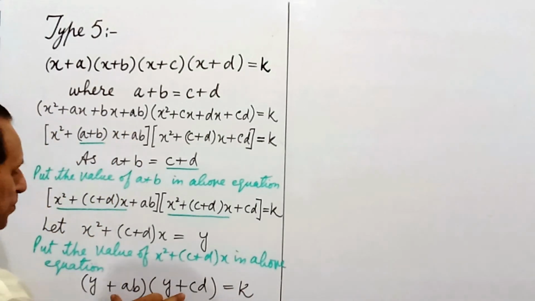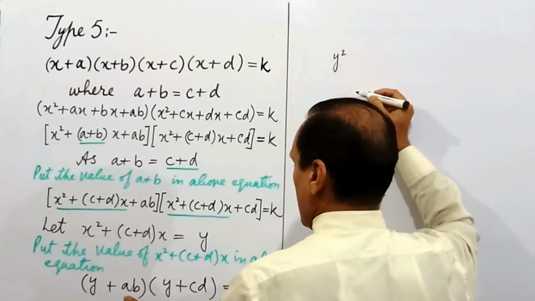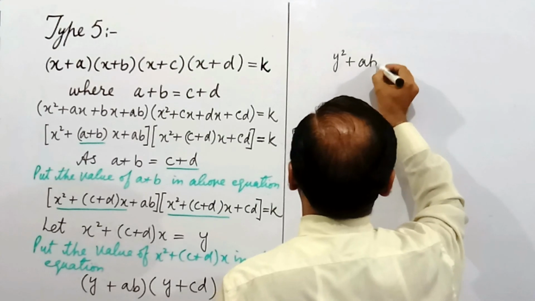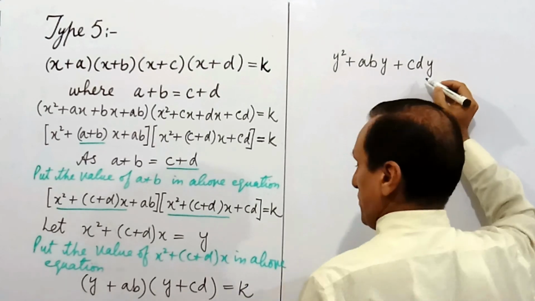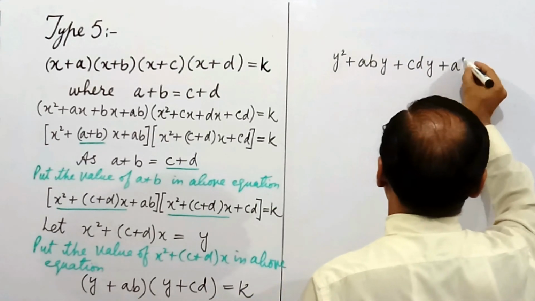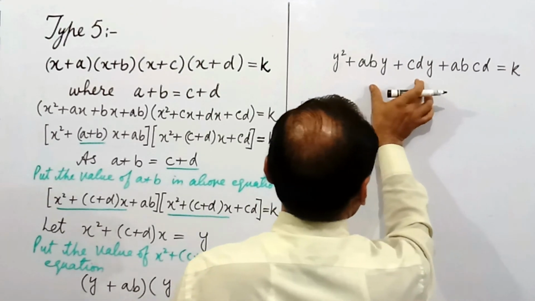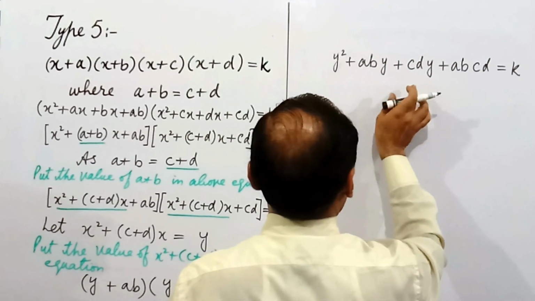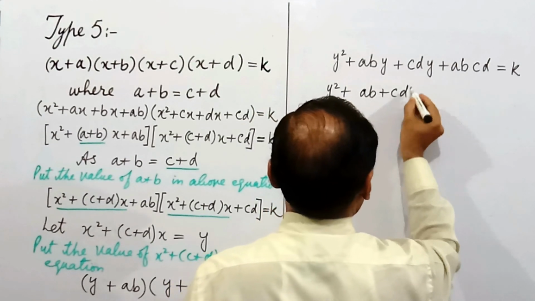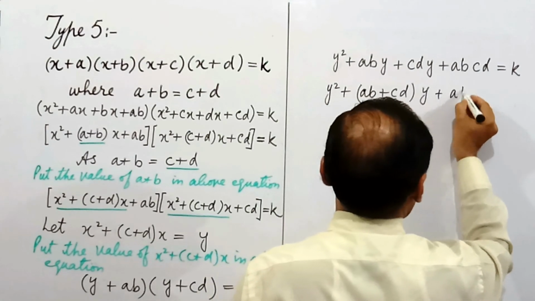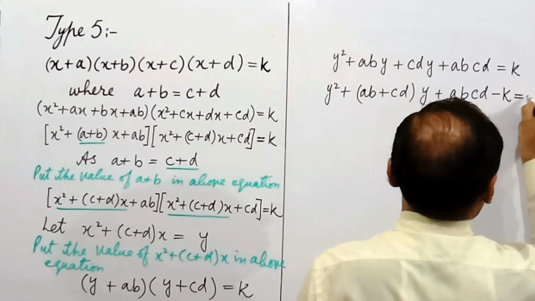In the next step, we find the product of these two. We have y into y, y square. ab into y, aby. Then y into cd, we have cdy. Then ab into cd, we have abcd. That is equal to k. In the middle two terms, we have y common, so we take y common in these. y square plus ab plus cd into y plus abcd. k is taken to the left hand side, that becomes minus k equal to 0.